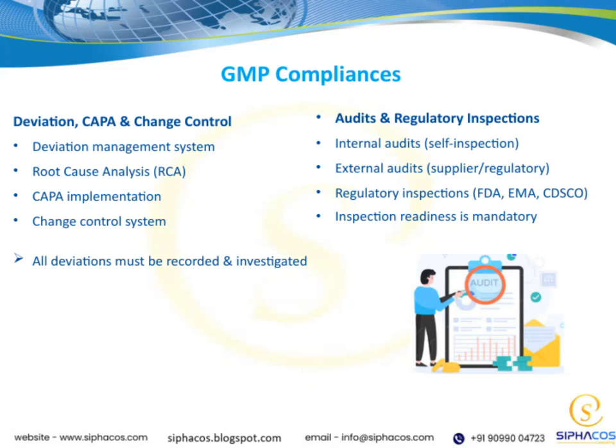Now, let's talk about audits and regulatory inspections, which are essential components of maintaining compliance and quality. Internal audits, or self-inspections, are conducted by our own teams to identify any gaps early on. External audits, on the other hand, are carried out by suppliers or regulatory bodies like the FDA, EMA, or CDSCO to ensure that we meet their standards.